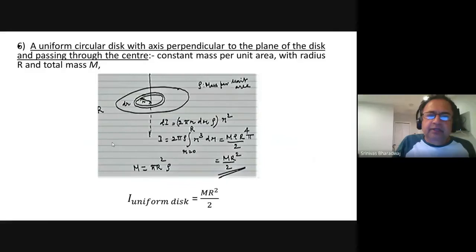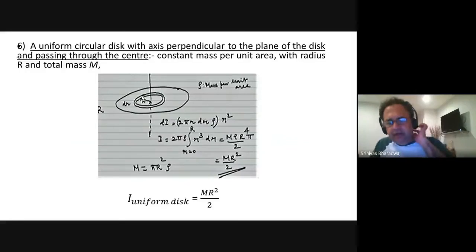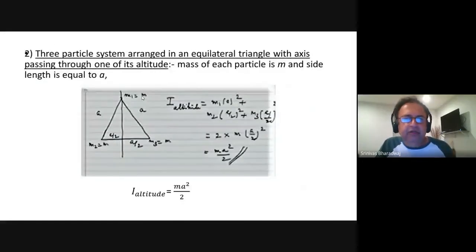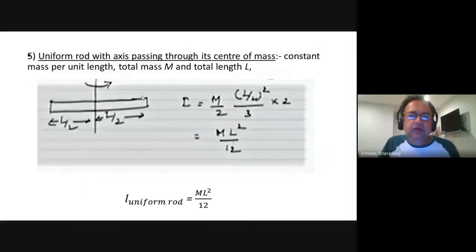Now each of these disks, let me show you. This is worth learning because you may end up doing a lot of problems involving this. At a distance r, there is a thin disk whose thickness is dr. We already evaluated this one: a thin circular ring is mr square, right?